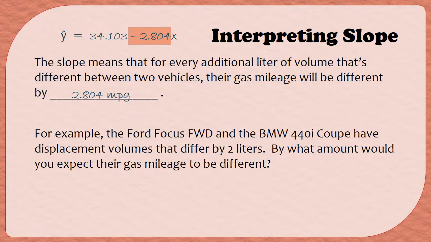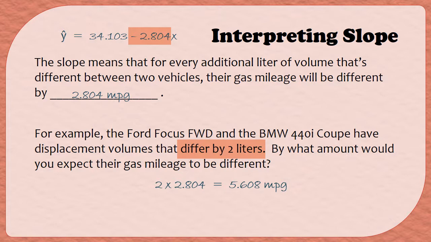So the Ford Focus and BMW 440i Coupe have displacement volumes that differ by 2 liters. We've been asked, by what amount would you expect the gas mileage to be different? What the slope means is that for every difference in x, you're going to expect a difference in y of the slope. Since I have a difference of 2 liters, I need to multiply that by the slope to figure out the difference in mileage.